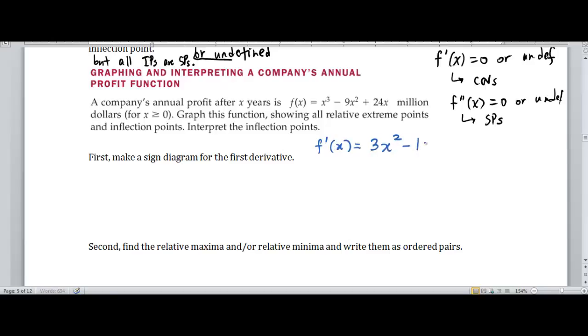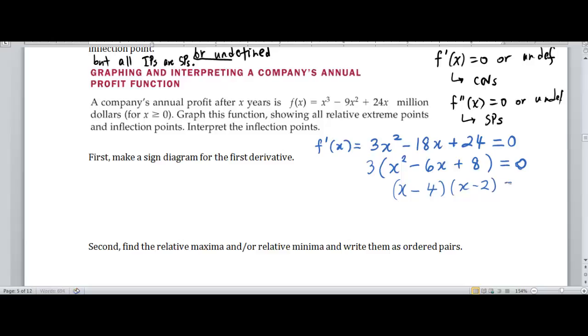3x squared minus 18x plus 24. We want to set that equal to 0. Let's factor out a 3: x squared minus 6x plus 8 equals 0, and then we get x minus 4 and x minus 2. Set those equal to 0, and then we get our two critical numbers. Now let's do our sign diagram.